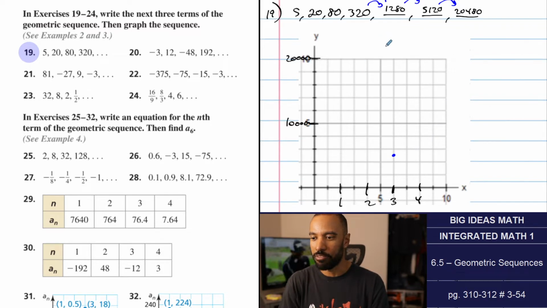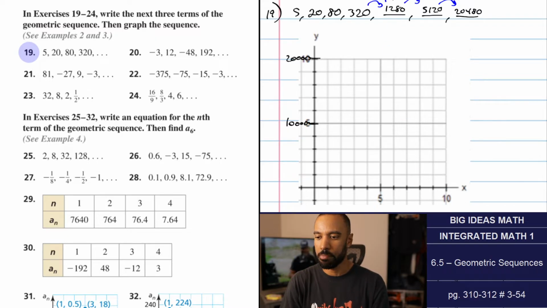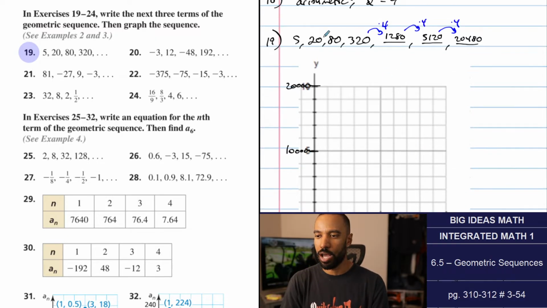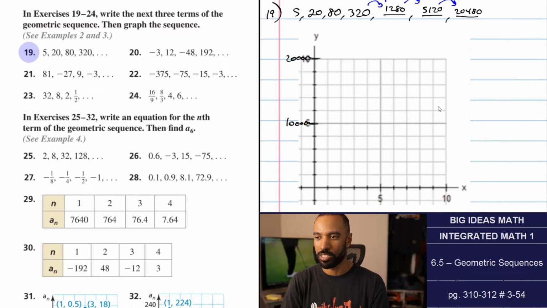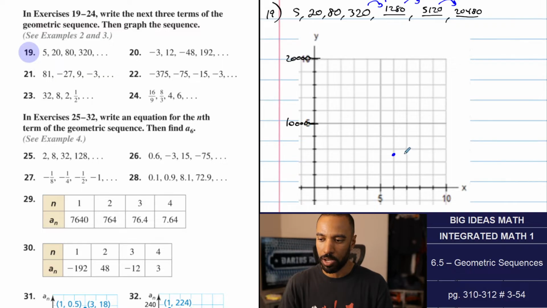Hold on a second. We have to go 7 terms deep. Shoot, I forgot about that. It's not just the first 4 terms. So let's keep those the same. Okay, 3, 4, 1, 2, 3, 4, 5, 6, 7. Maybe I should have used a table. Here's 6, 5,120. There we go.